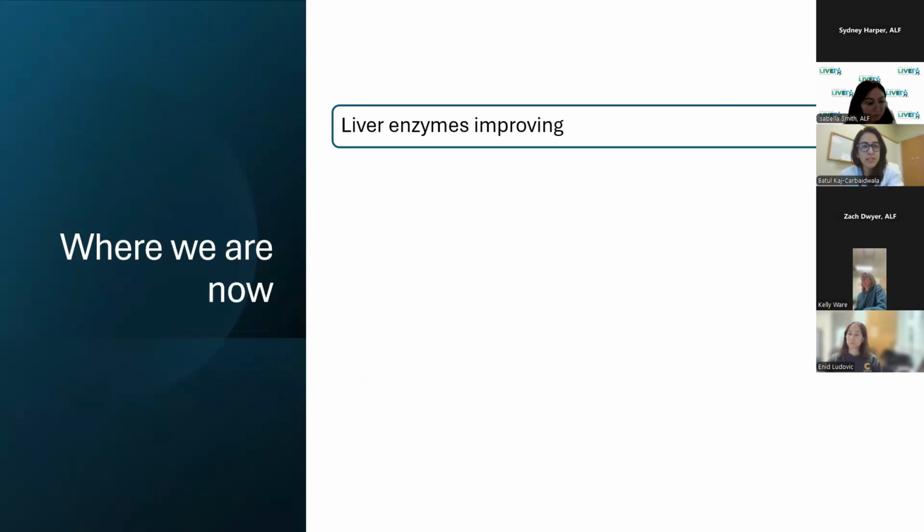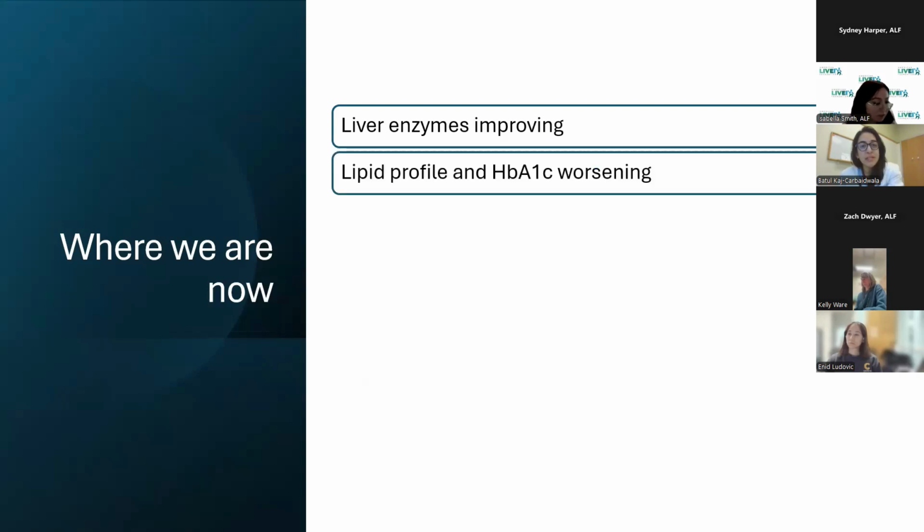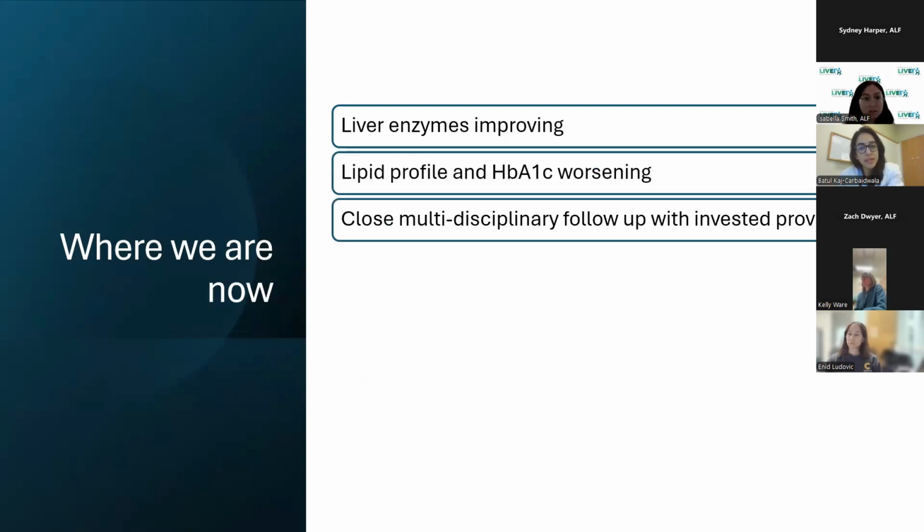And just to summarize this, his liver enzymes are improving. His lipid profile and A1C seem to be worsening. He is getting, which is really nice for this patient because we're all worried about him, some pretty good multidisciplinary care with invested providers. So he has a very invested PCP. His weight and wellness clinic visits are frequent. He comes to see me frequently, and we all talk to each other quite a bit.